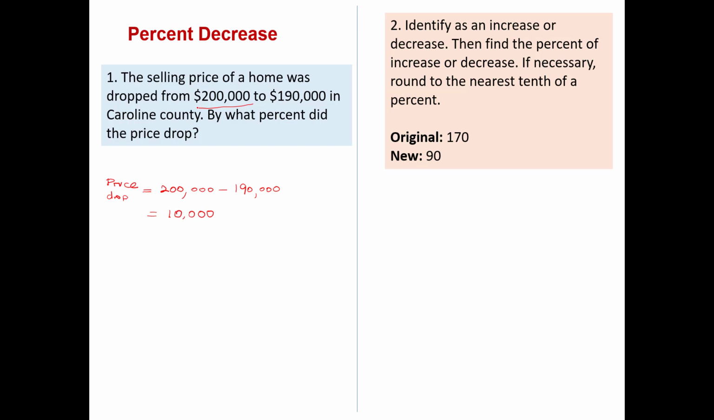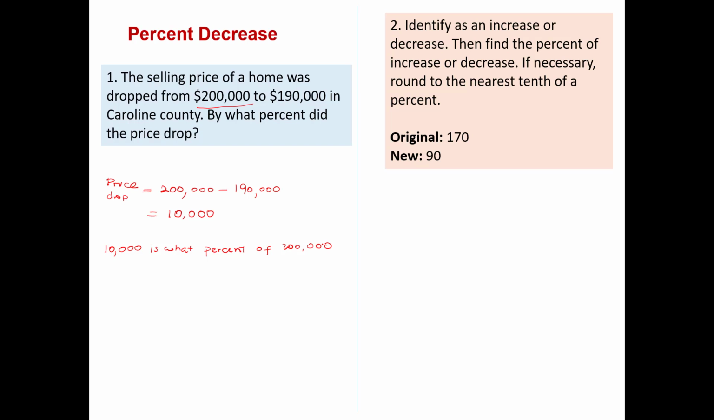Let's write here the question. We want to know 10,000 is what percent of 200,000. Yes.